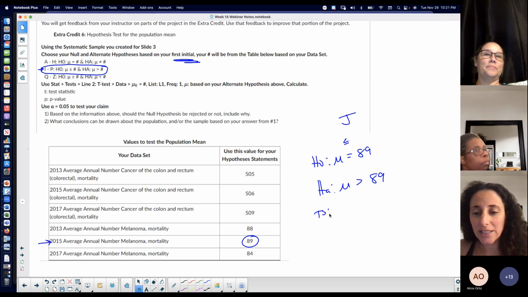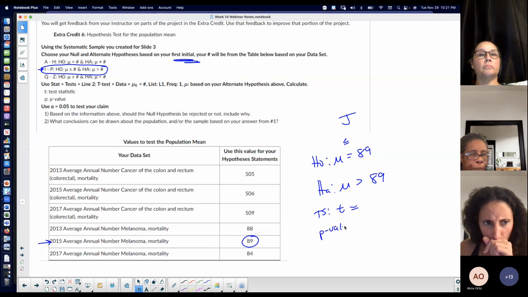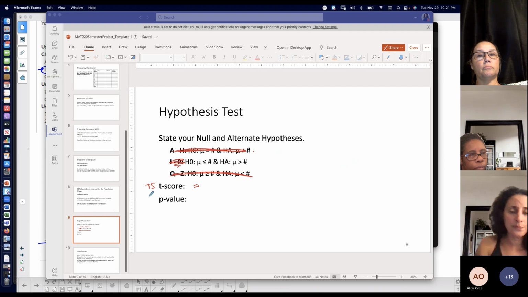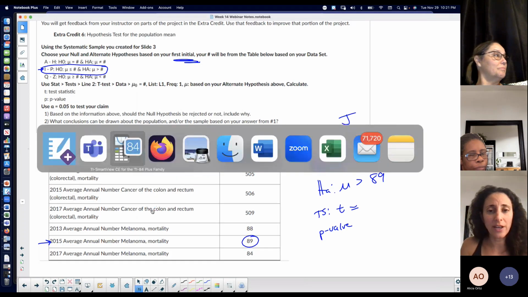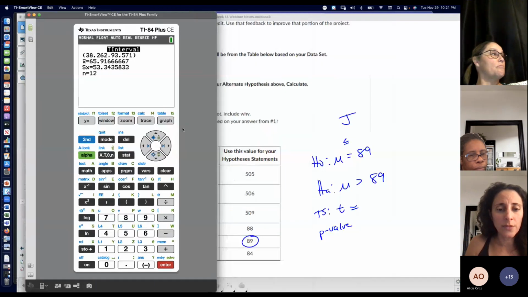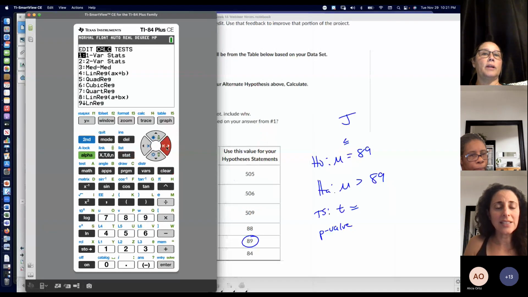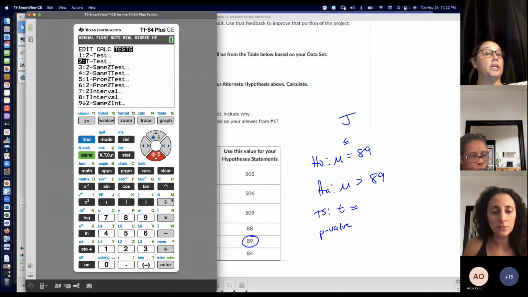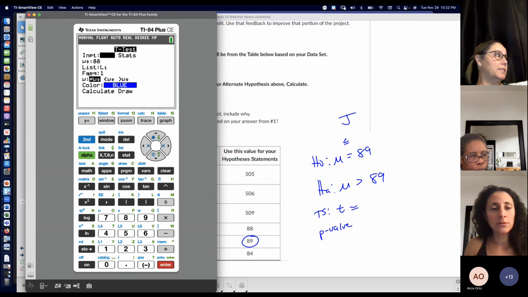I want my test statistic, which is a t-score, and I want my p-value. T-score, p-value, that's what this is. How do I find a test statistic and a p-value? I go into STAT, TESTS, and I'm going to use T-Test, because again, the population standard deviation is unknown, and I'm doing a test for a mean.